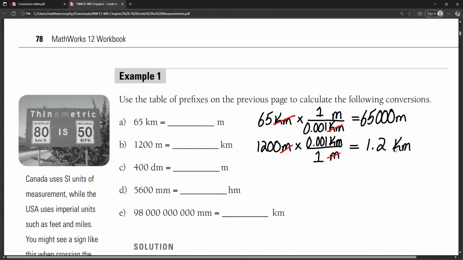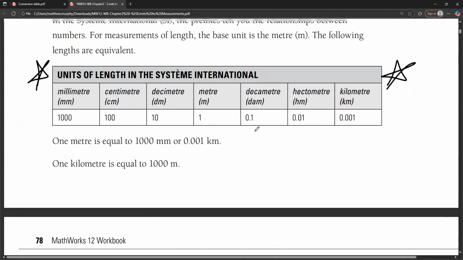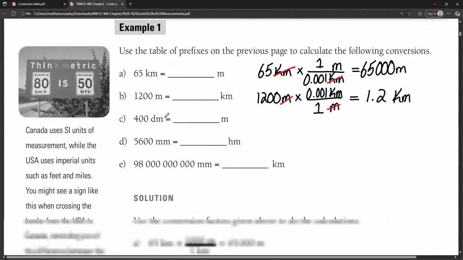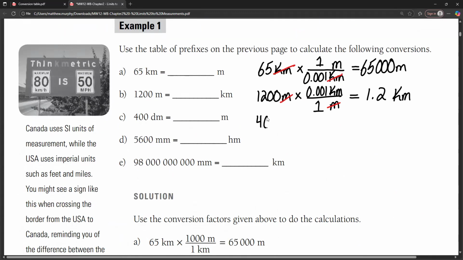Okay. The next one, DM. It's over here. Don't get it confused with decameter. They're different. So here's decimeter. So it's a 1 to 10. Okay. 400.